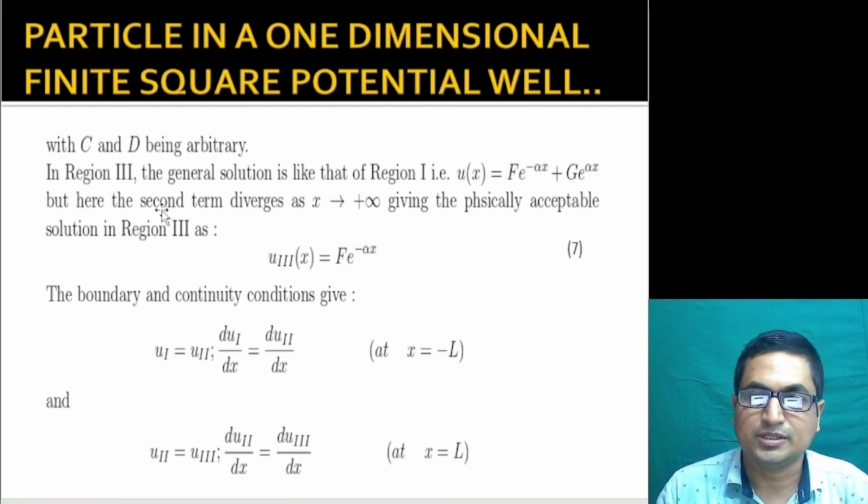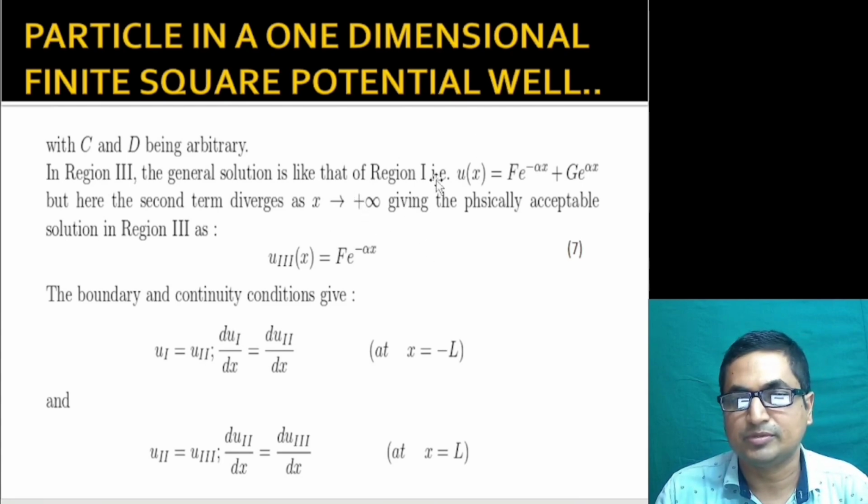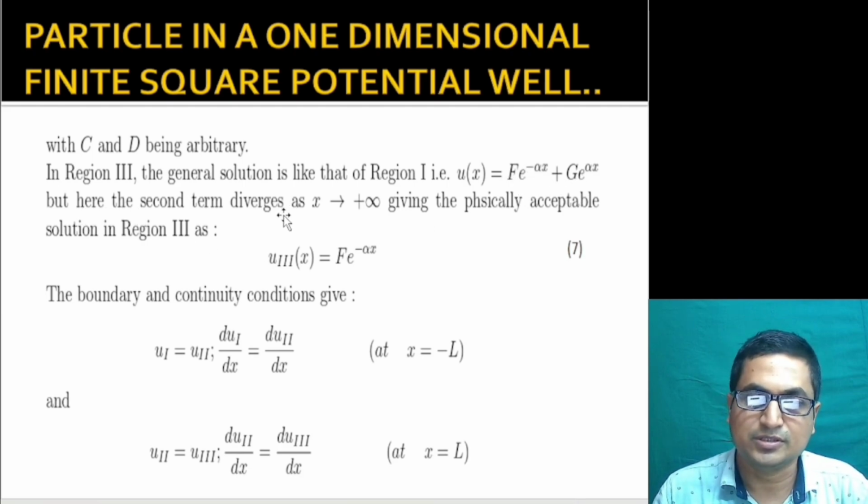And in region 3, the solution is the same as that of region 1, but with different coefficients, F e to the minus alpha x plus G e to the alpha x. But here, since the region is x greater than L, if x tends to plus infinity, this G e to the power plus infinity will make it a diverging term, and that's why this term will have to be neglected.